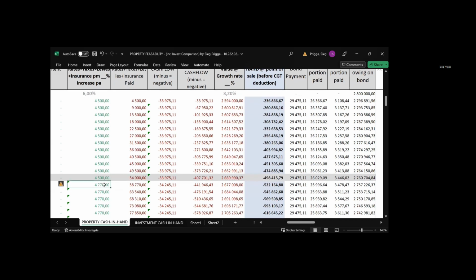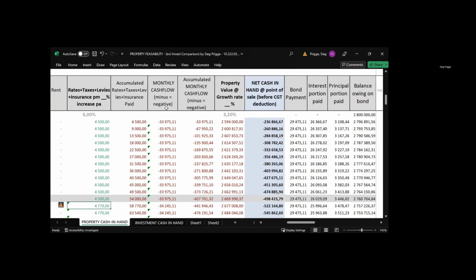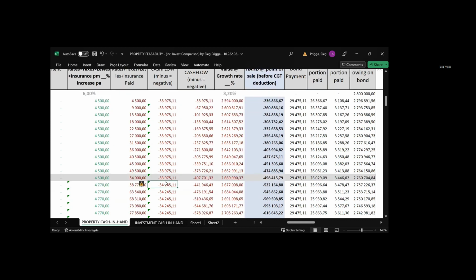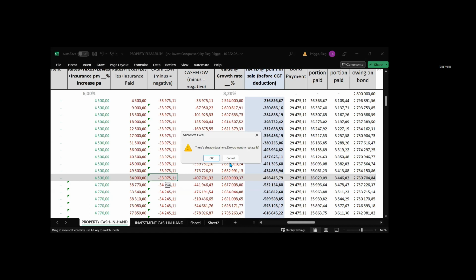And you can see in the next month, after month 12, it goes up by the 6% we've discussed. So then it goes up to 4,700. The cash flow means how much money the actual property costs us. In year one, it's 33,900 because it's the bond plus the costs. Then you can see in month 13, it goes up after month 12 here.